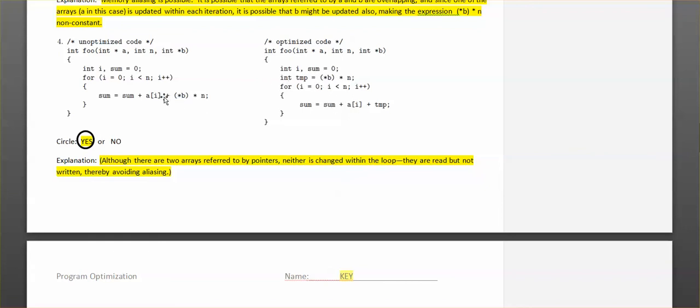Can we do this? And the answer in this case is yes, because a sub i and star b are both being read, but you'll notice that neither of them is being written in the course of the loop calculation. So in this case, aliasing would not be a problem.